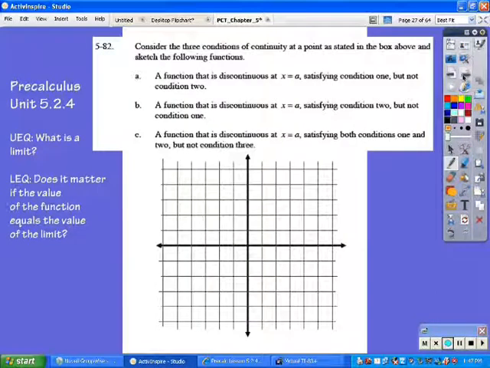5-82. Consider 3 conditions of continuity at a point as stated in the box above and sketch the following function. So we want to sketch a function that is discontinuous where x equals a, satisfying condition 1, but not condition 2. So we would like to have a function there where the x value exists, but the limit does not. So we're looking at a piecewise function as our easiest option.